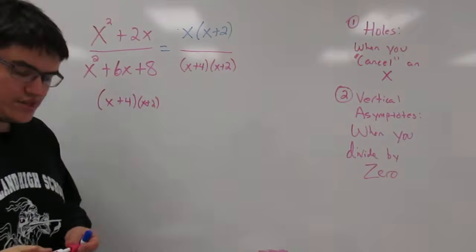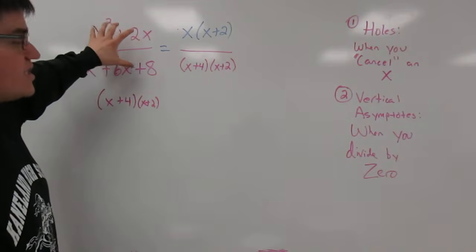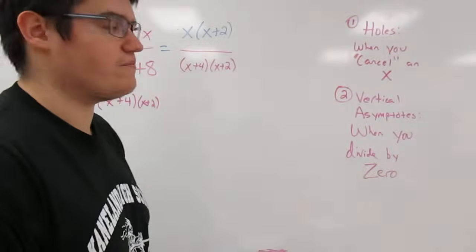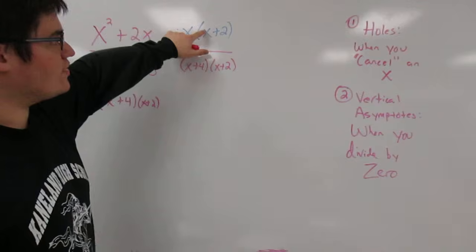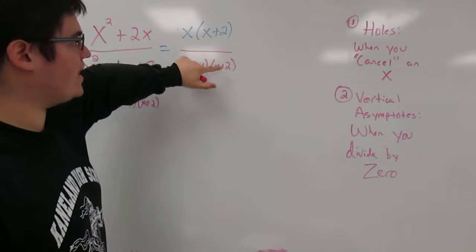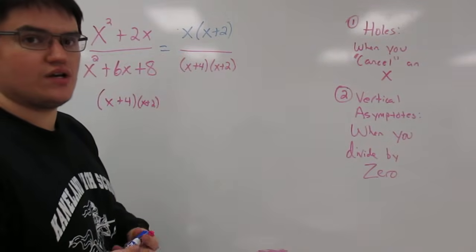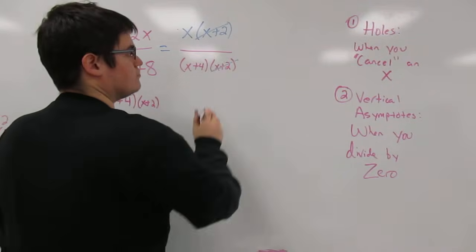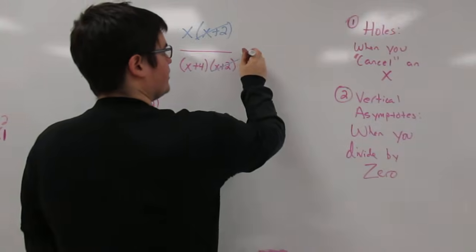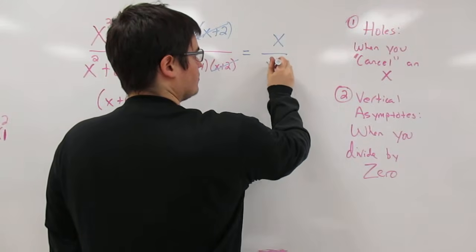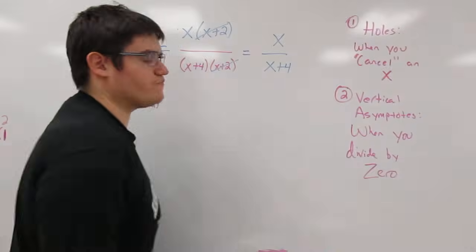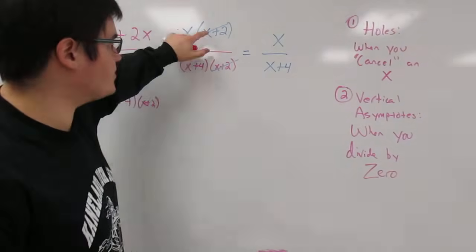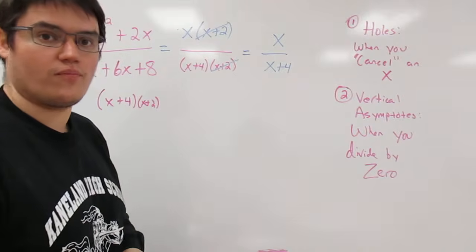Okay. Now key thing to keep in mind is that this here and this here are equivalent. They're the same. But notice here that we're multiplying everything and we have an x plus 2 in common. So I can factor out or cancel out an x plus 2. Now we're just left with x over x plus 4. Now, when I canceled out or factored out this x plus 2, we created a hole.